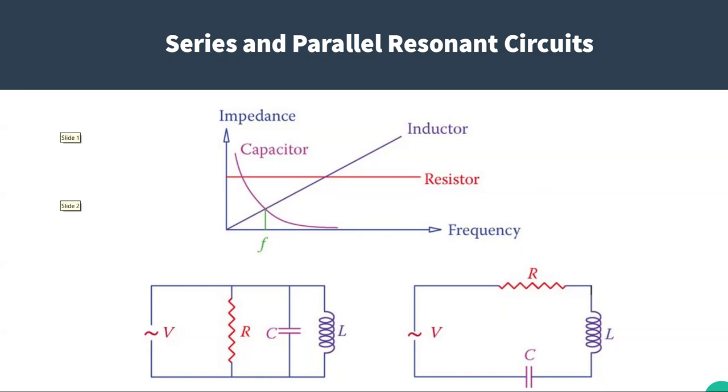Down at the bottom, we show on the left side a parallel resonant circuit and a series resonant circuit on the right. And they both have some resistance, so it's an RLC circuit.